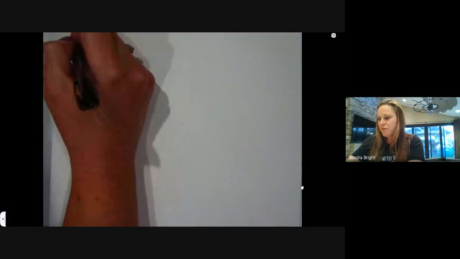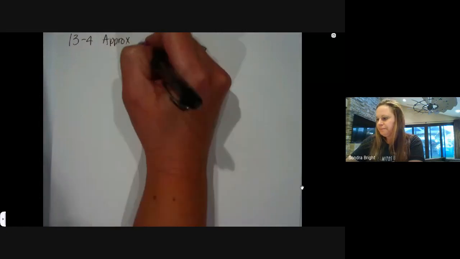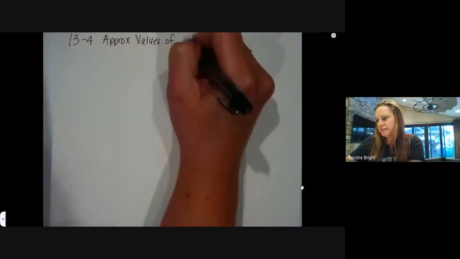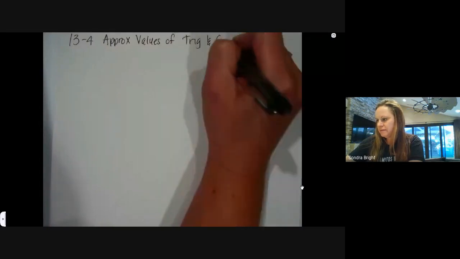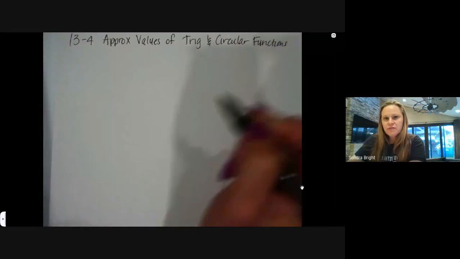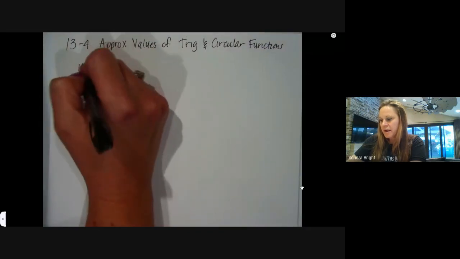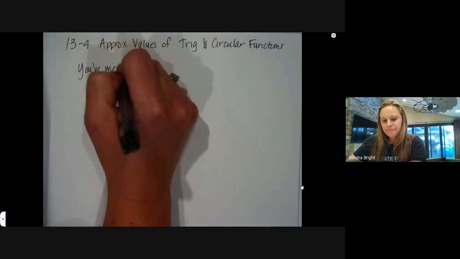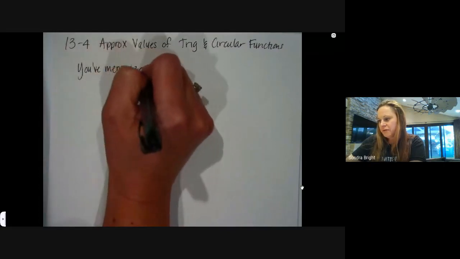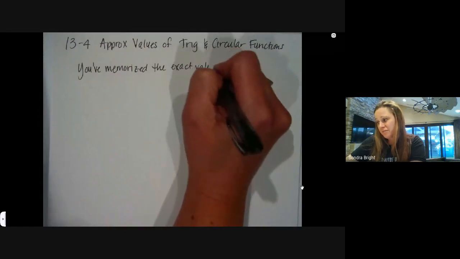All right. Okay, so this is 13.4, and now it's approximate values of the trig and circular functions. Because you've memorized some of the trig values, right? You've memorized those special angles. Don't let those go out of your head. You need to keep those memorized. You've memorized the exact values of the trig functions of the special angles.